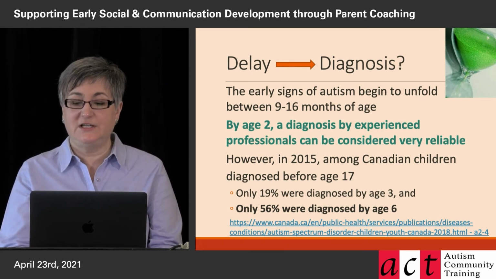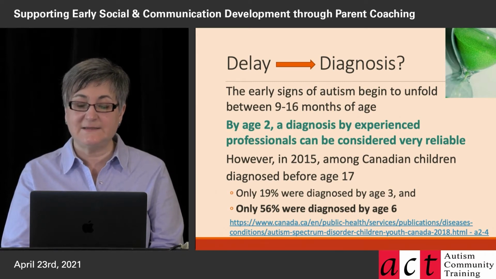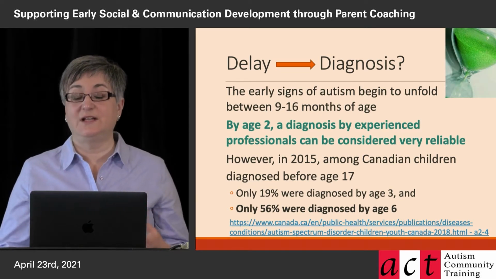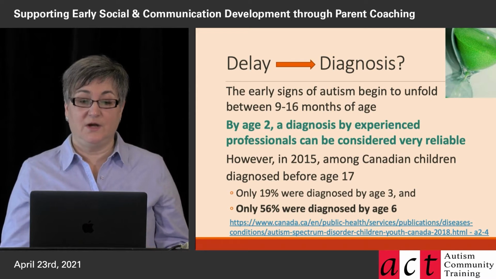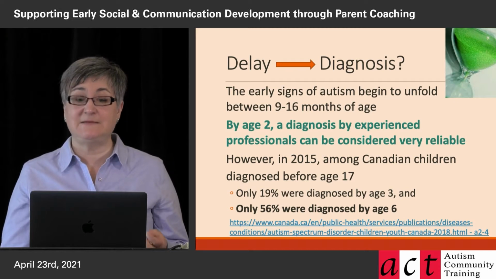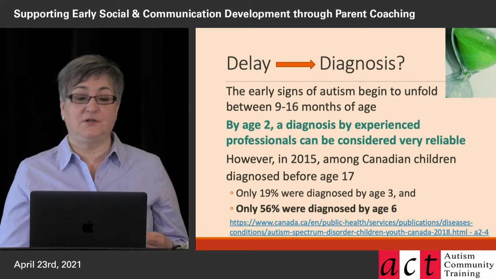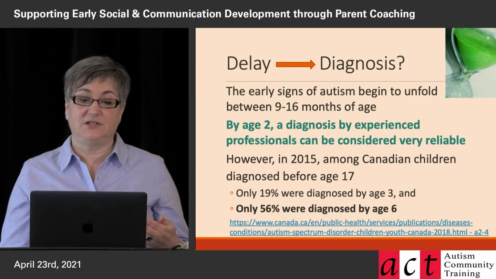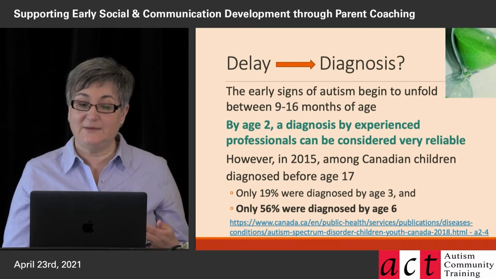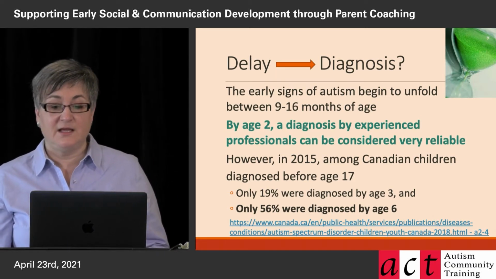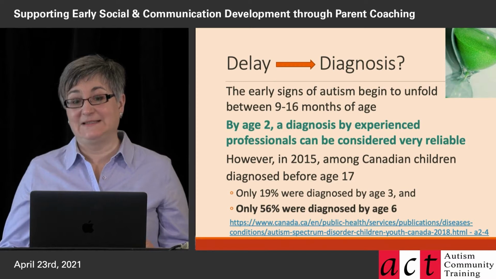So why are we encouraging you to seek out autism assessment if there are concerns or red flags for autism? Because there's a big gap between what could happen and what generally does happen. So on the one hand, we know that the early signs of autism begin to unfold between 9 and 16 months of age. We also know, because there's been a lot of research done, that experienced professionals can be considered to reliably diagnose autism as early as age 2 in some children. But what actually happens is different.